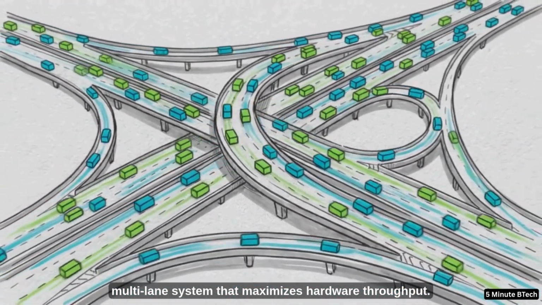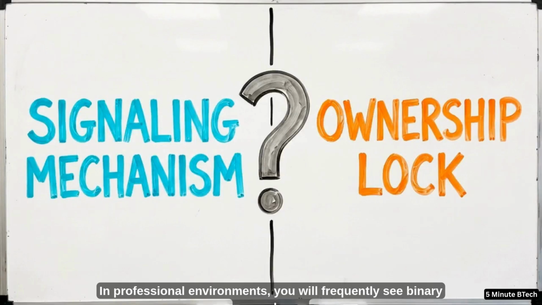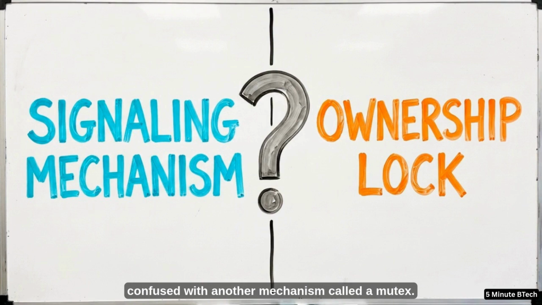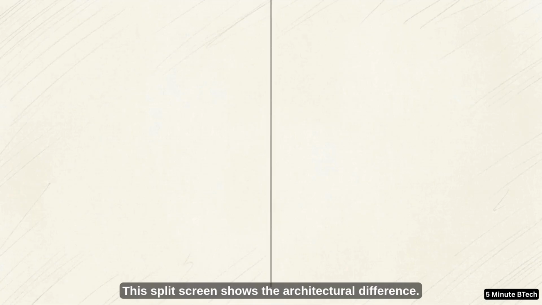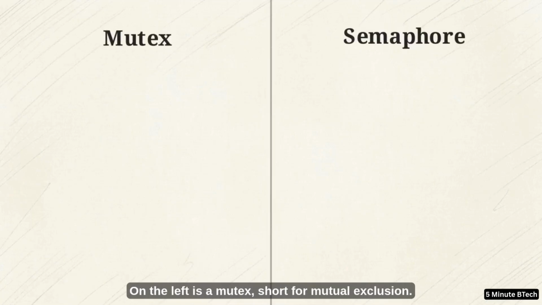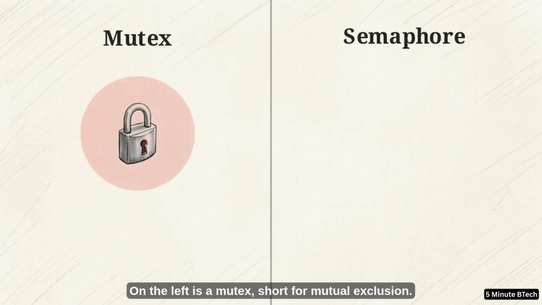hardware throughput. In professional environments, you will frequently see binary semaphores confused with another mechanism called a mutex. It is a notorious pitfall to treat the two concepts as interchangeable. This split screen shows the architectural difference. On the left is a mutex, short for mutual exclusion. It is a strict locking mechanism. On the right is a semaphore.